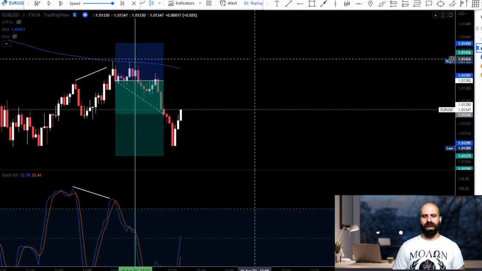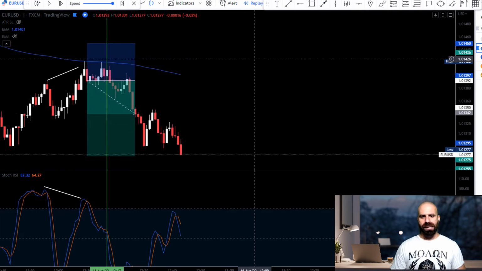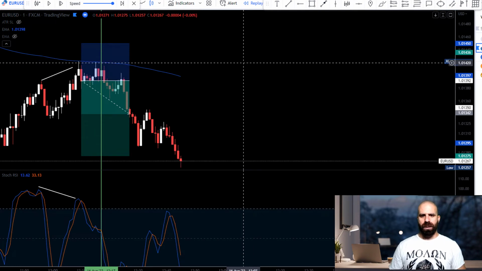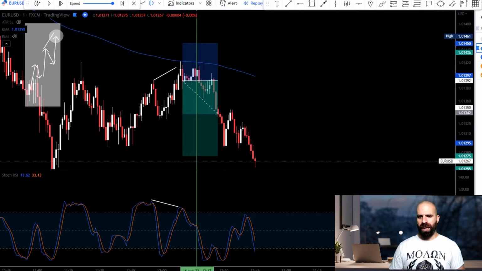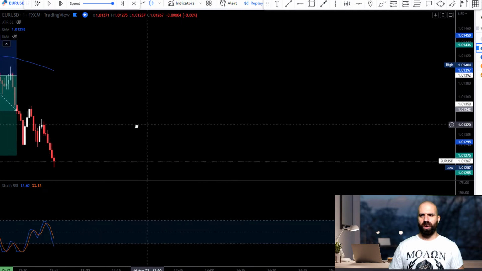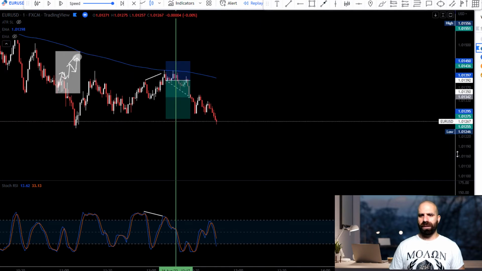We're going for a 2-to-1 risk to reward in this beautiful scalping strategy. And here we hit our first win. We're going to show 2 or 3 examples so that you get the logic.